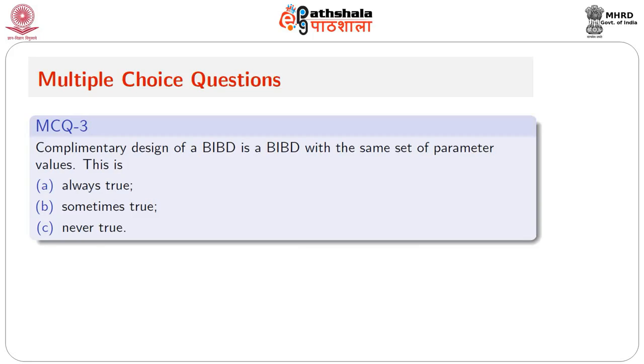Yes, so that is a condition that is needed. So this cannot be always true because you don't necessarily have V equal to 2K. It can be sometimes true depending on whether V equal to 2K or not. So suppose V equal to 2K, does that mean that the complementary design is still a BIBD? That is what you have to figure out. Okay, sir. First thing is, unless V equal to 2K, it cannot be. So sometimes it may be true if V equal to 2K. Even if V equal to 2K, is the complementary design a BIBD? That's what you have to figure out. Okay. Then your answer will be either B or C.